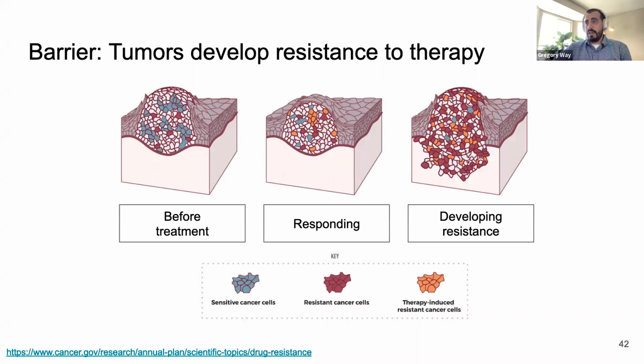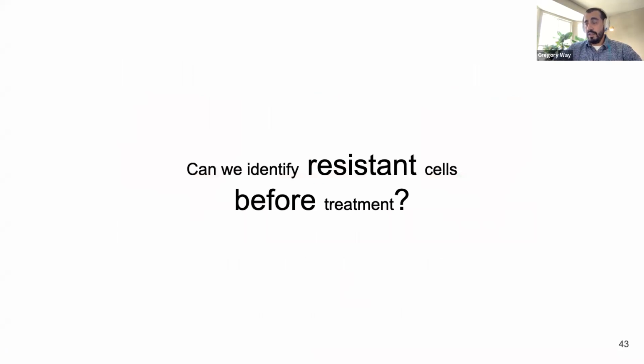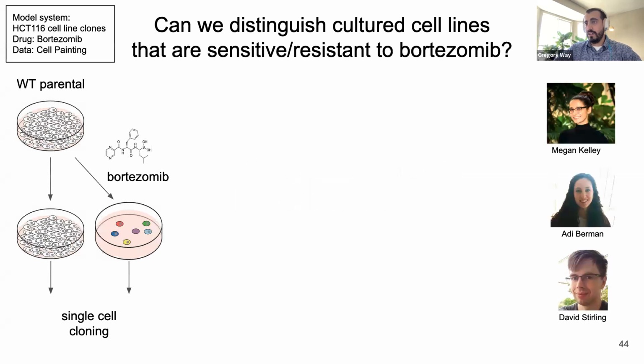But one really important piece of this whole puzzle to increase 5-year survival, and also survival beyond that, is the challenge that tumors eventually develop resistance to therapy. And so a question is, if we can identify resistant cells before treatment, perhaps we'll have some understanding of treatment success, or even try to design combination therapies to better personalize a therapy for an individual patient.